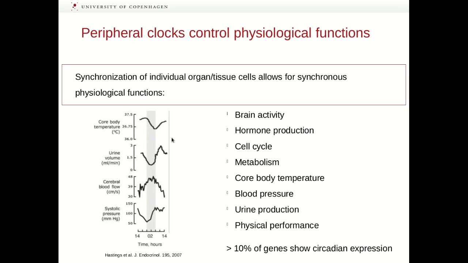And as you can see here, again measured from people who were kept under constant conditions, you can see a pronounced circadian rhythm in body temperature, in urine volume, and in cerebral blood flow and systolic blood pressure. And in fact, more than 10% of all genes show a circadian expression profile.